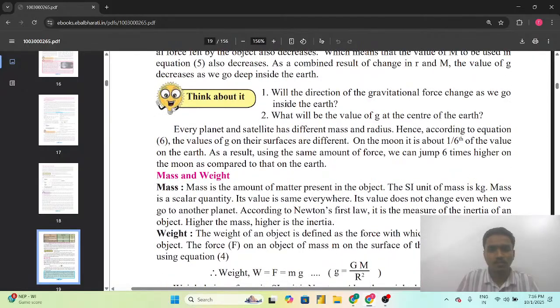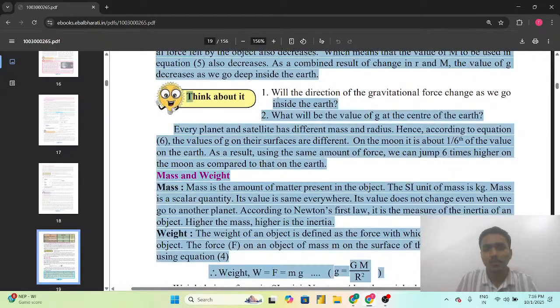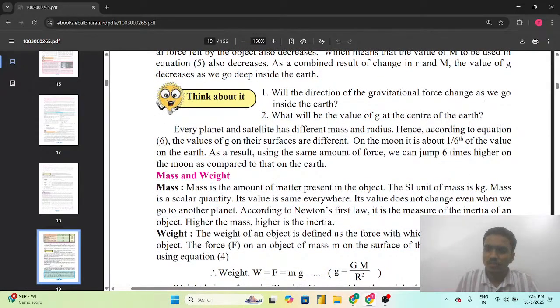So now let's see what we have asked in the think about it. Will the direction of the gravitational force change as we go inside the earth? What will be the value of the g at the center of the earth?